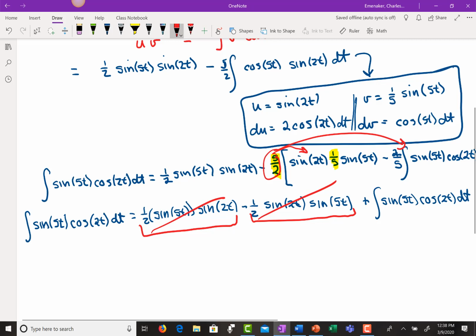Second thing, we need to take and subtract this integral, right? We have this sine of 5t, cosine of 2t. And when we subtract it from this side, those will cancel. But we also subtract it from this side, where we're going to have a sine of 5t, cosine of 2t. Are you with me?